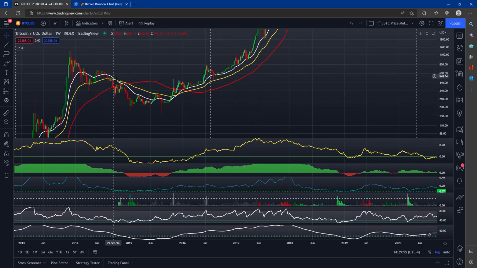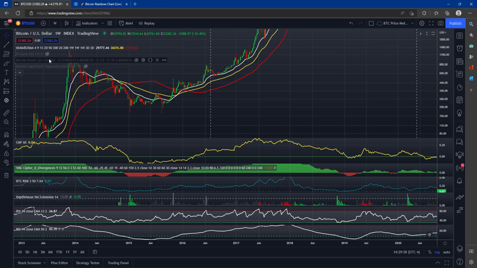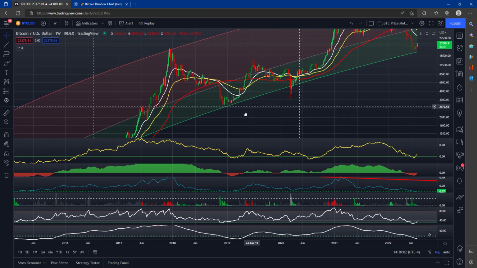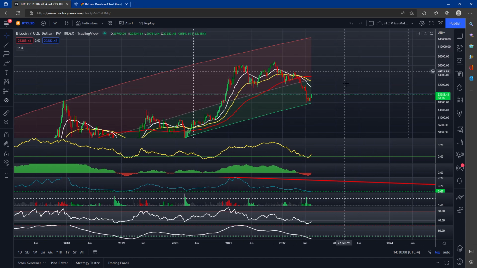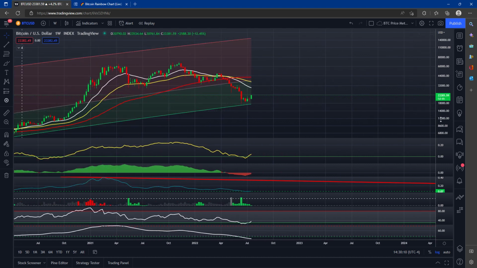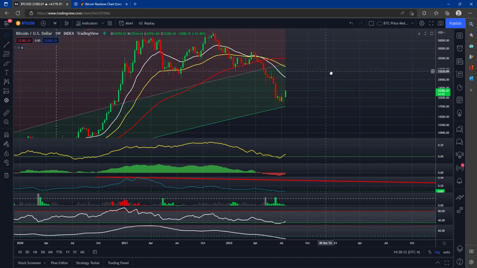And then this white one, so here is the Bitcoin power law corridor. There's so many of these out there, so many different log regression ones. I like this one because it's a bit more conservative. I did not make any of these indicators, just so you know. So you can use these, and these are all free that you can find on TradingView.